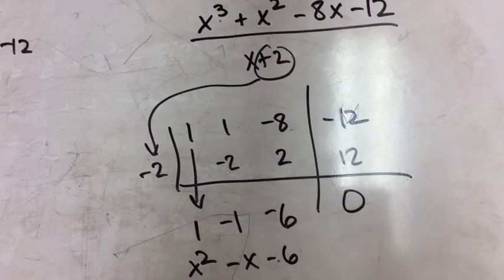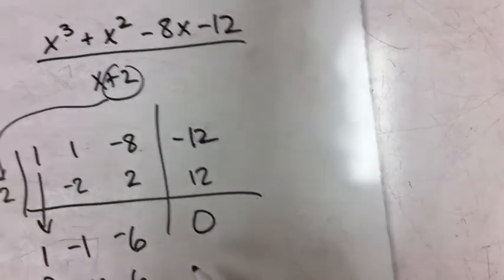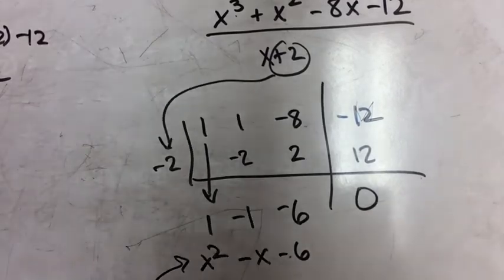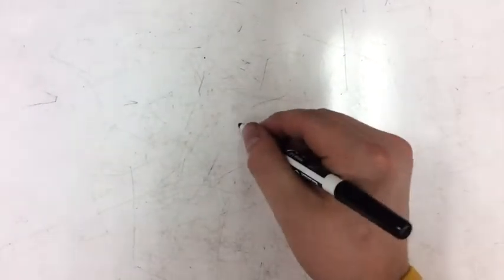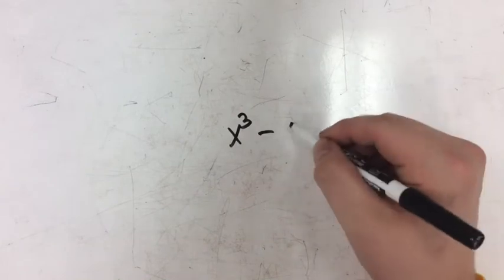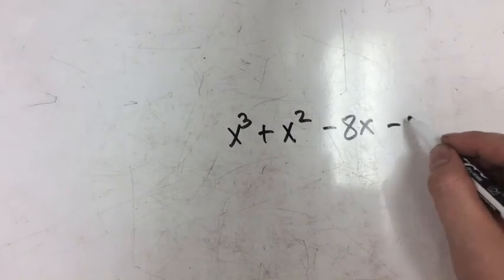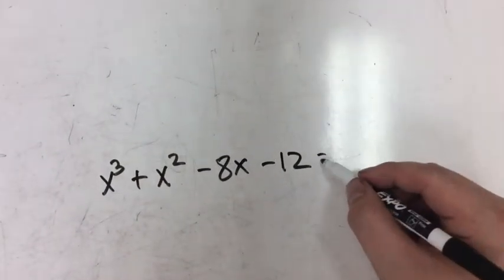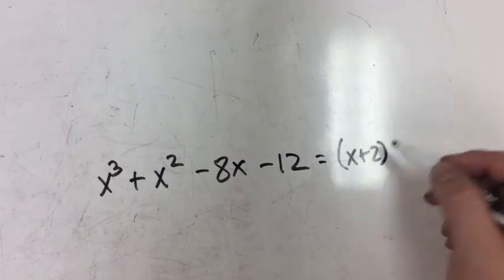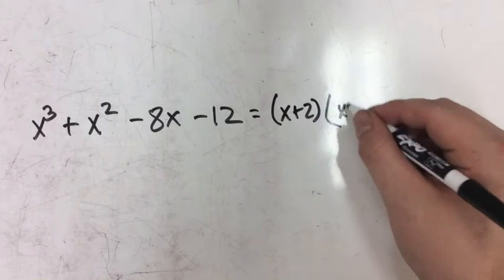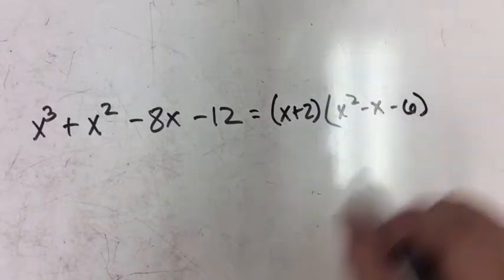We're almost done. From here, we need to recognize that this is only part of the answer. We really need to present our answer in the factor form that they're looking for. So what we say is that x cubed plus x squared minus 8x minus 12 equals our factor, x plus 2, and whatever we just discovered, which was x squared minus x minus 6.